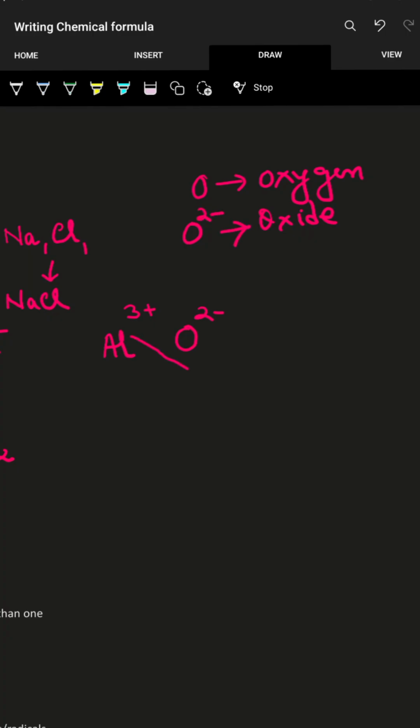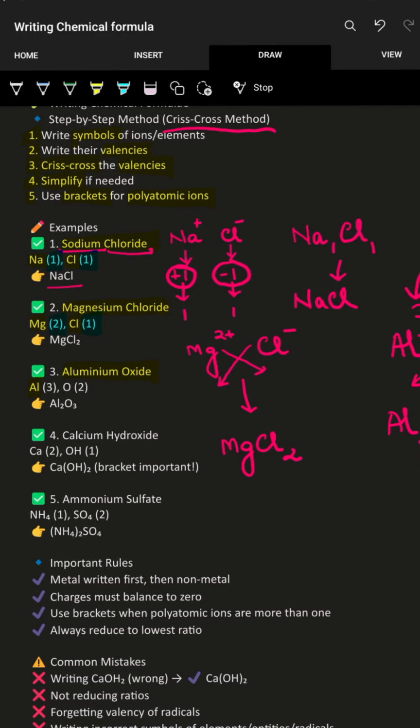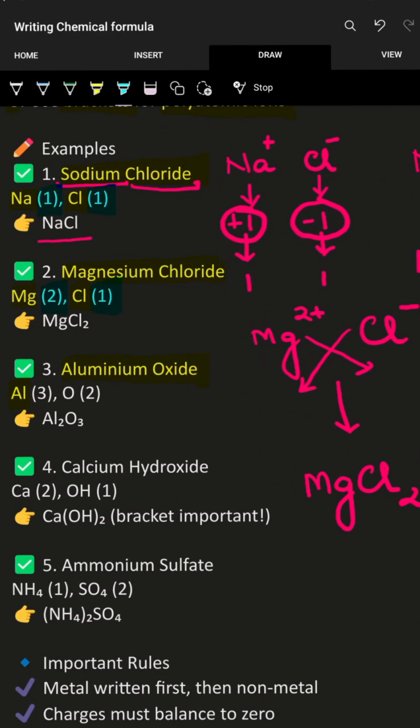Now if I do crisscross of valency, that means Al will get the valency of oxide ion, so Al2, and O will get the value of the valency of aluminium, so 3. Al2O3 is the formula. So that's why here you are getting Al2O3 as the formula.